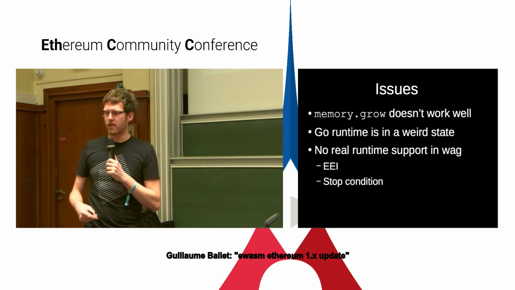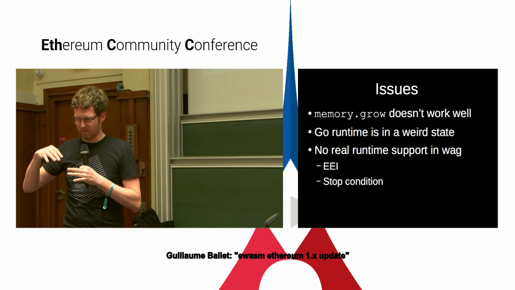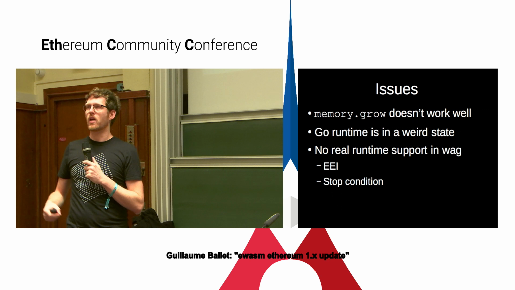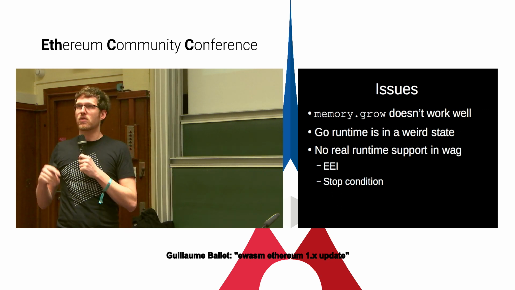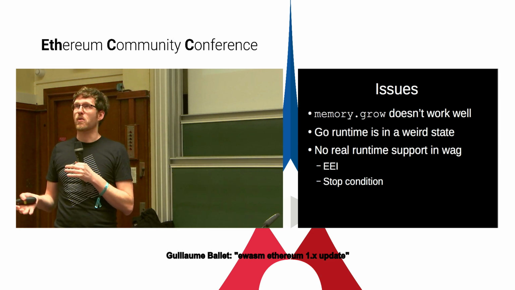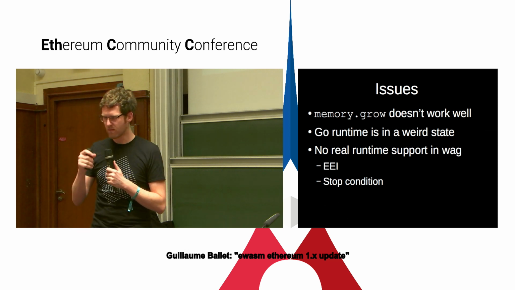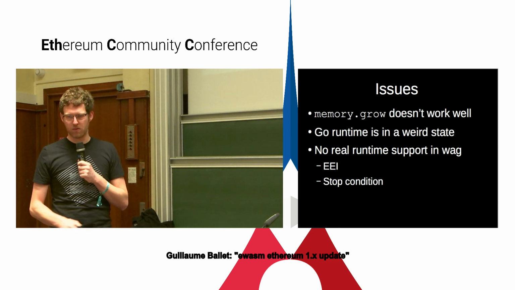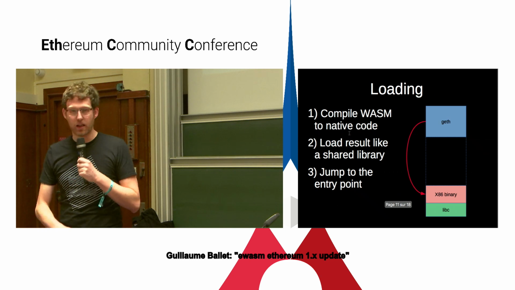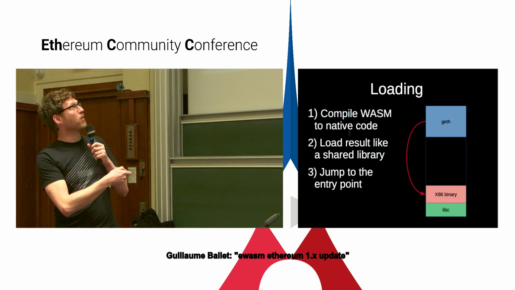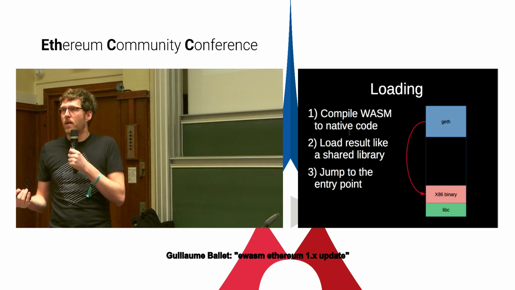So the more high-level issues that I ran into: it's memory allocation. Memory.grow doesn't really work well with the library that I use. It's called WAG. It's fairly new, so it's perfectly understandable. The problem is also with the Go runtime, because once again, geth is very, very integrated. They use things like the stack pointer. Everything is in this area, and when you jump, you basically play with the devil.